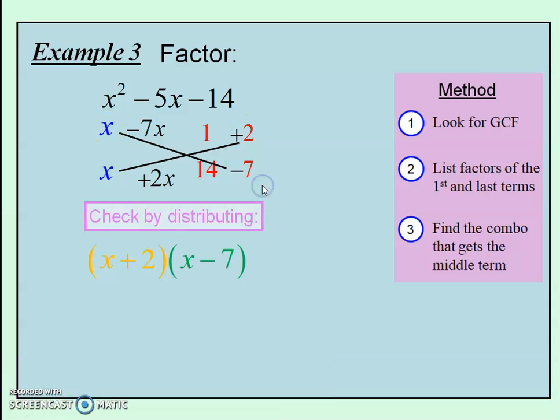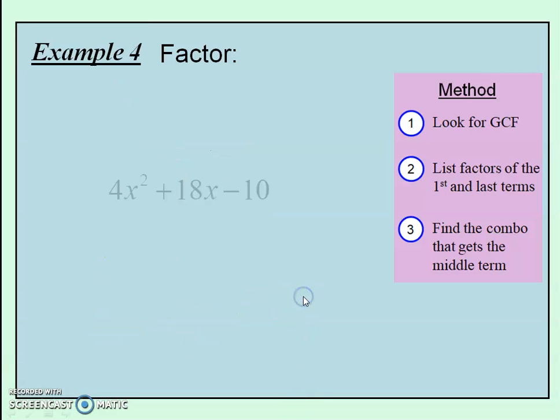And as a check, if I multiply that out, everything works. Negative 7x plus 2x is negative 5x. Perfect. And these two middle terms are these two. They correspond. It's perfect. Okay, final one. Again, if you want to pause the video and look for a GCF and see if you can list the factors, go for it. Now's a good time.